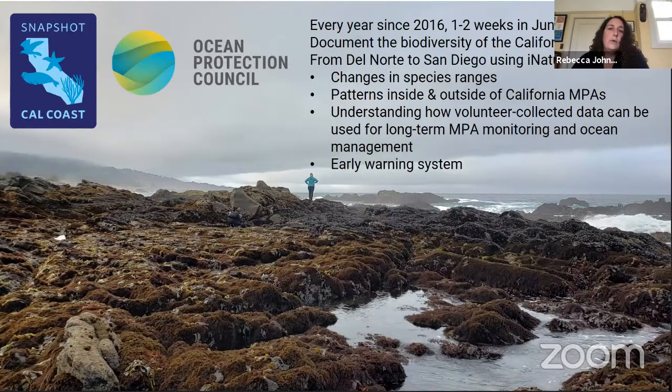So our goals were kind of simple, were to document the biodiversity of the California coast in every coastal county, in every coastal place, from Del Norte to San Diego, using iNaturalist as the platform. And we were interested, and are still interested, in documenting changes in species ranges, patterns inside and outside of California MPAs, and to understand how volunteer collected data could be used for long-term MPA monitoring and ocean management.